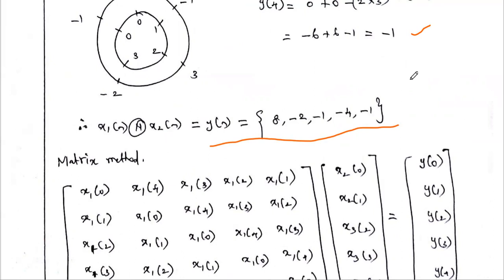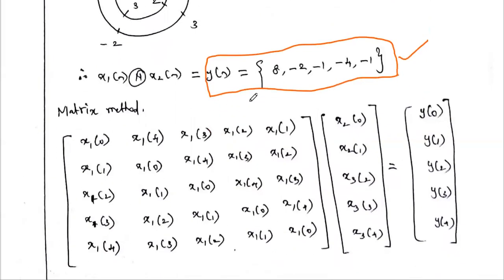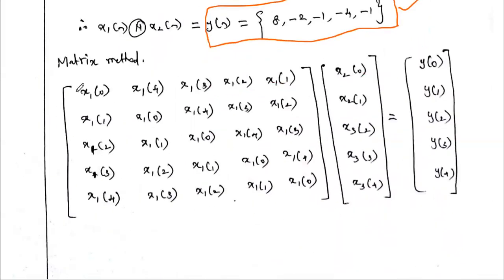This is the total output of the circular convolution of x1 of n with x2 of n. This is the final answer. This answer is obtained using the graphical method or concentric circle method. The same answer we can achieve using the matrix method. Compared to the graphical method, the matrix method of obtaining the answer is very easy.